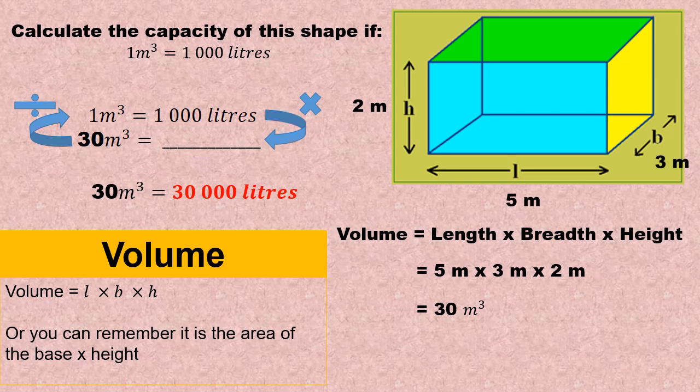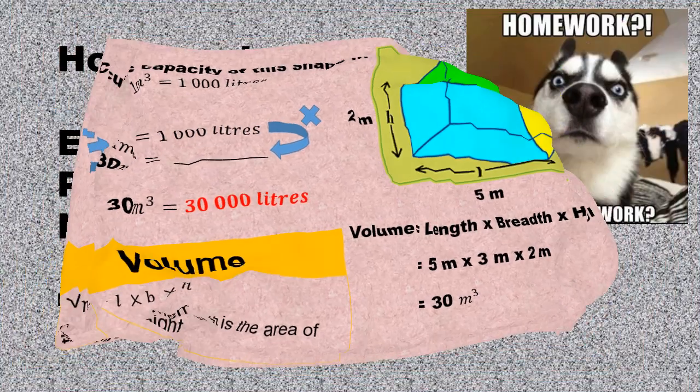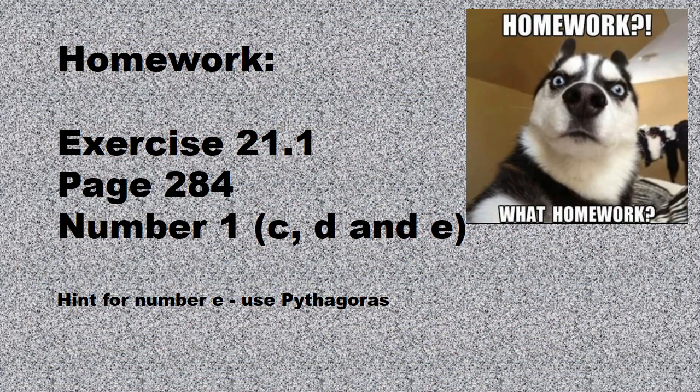Very easy. Tomorrow might be a little trickier, but let's start off with the easier ones. And please go and do your homework now. It's exercise 21.1 on page 284 in your maths textbook. Only number 1, C, D, and E. And just a little hint for E, you have to use Pythagoras in that sum.